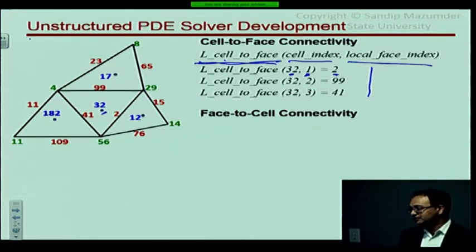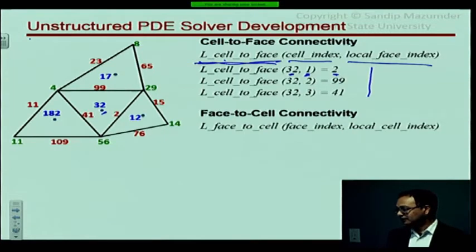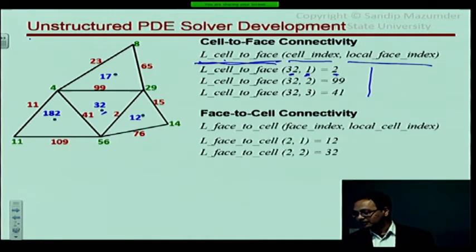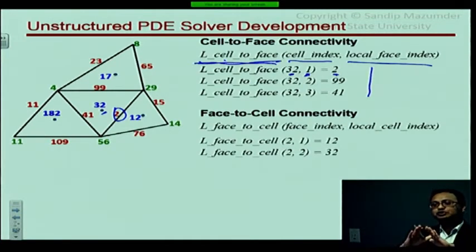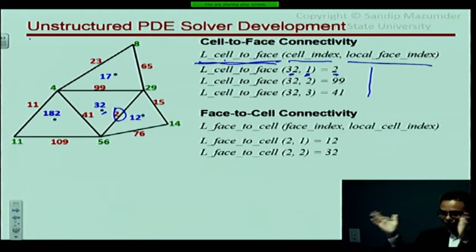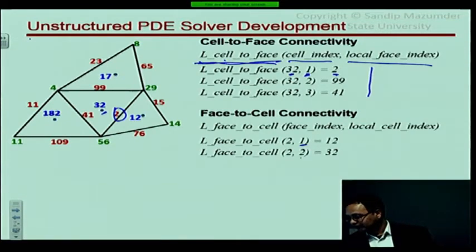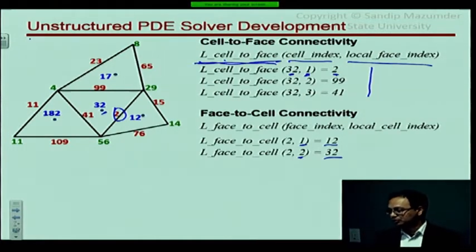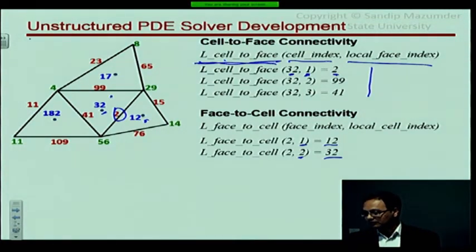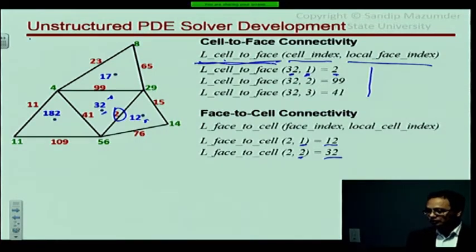Then you have face to cell. Face to cell is the opposite. So here we are saying face number 2, there can be only two cells next to a face. There is no other way. Okay, if I have a face, there will be 2 control volumes adjacent to it, whether it's 2D or 3D. All right, and those 2 will have 2 numbers, 1 and 2, and in this case they're 12 and 32. So this one I'm calling cell number 1, this one I'm calling cell number 2, adjacent to face number 2.